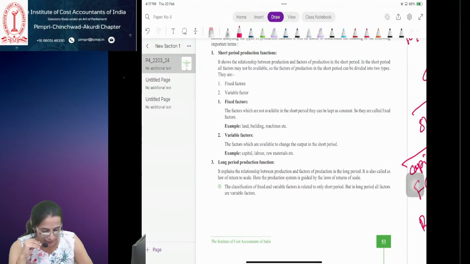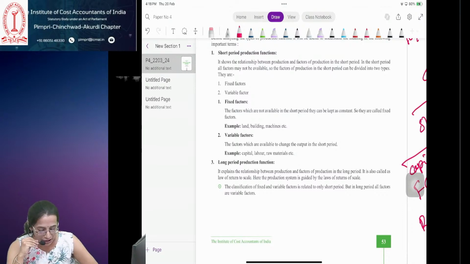We will read this now. Factors of production in the short period can be divided into two types: fixed factors and variable factors. Fixed factors are the factors which are not available to change in the short period; they are kept constant. So they are called fixed factors: land, building, machines. Variable factors are the factors which are available to change the output in the short run: capital, labor, raw material.